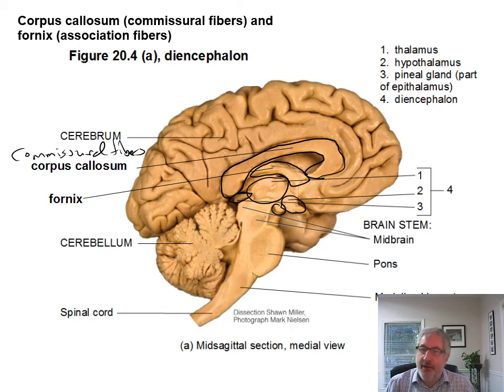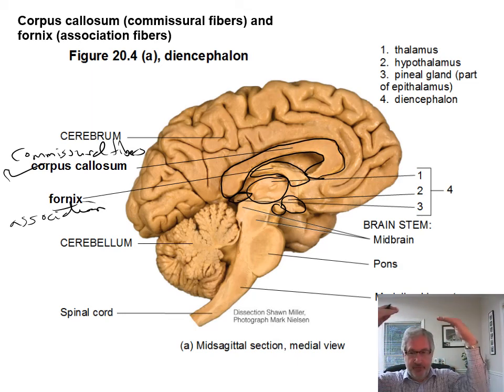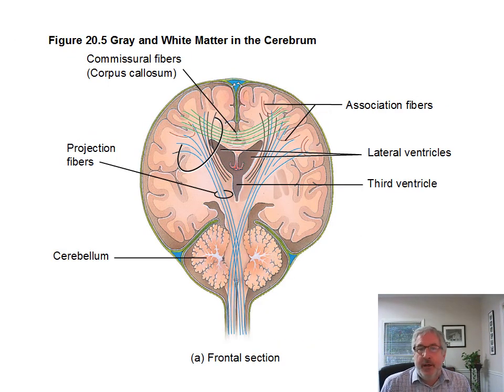But that's showing you the corpus callosum, and the fornix, those are actually association fibers. They actually don't go across between hemispheres. Those fibers stay in the same hemisphere. So those are just back and forth. The corpus callosum goes side to side. They commissure.